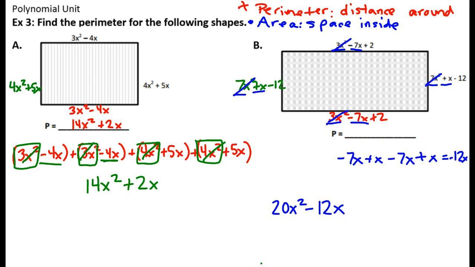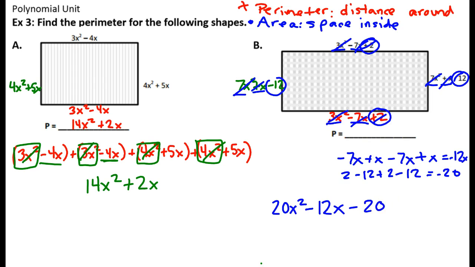And then lastly, I have the constants, so that is 2 minus 12. 2 minus 12 is negative 10. Plus 2 would give me negative 8. Minus another 12 would give me negative 20. So the perimeter here is going to be 20x squared minus 12x minus 20.